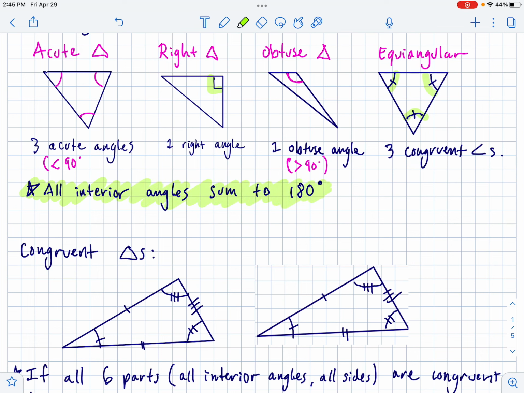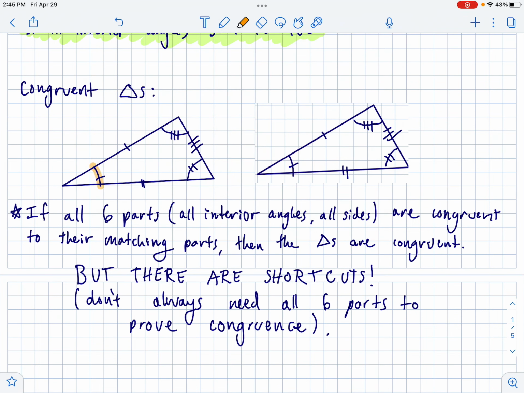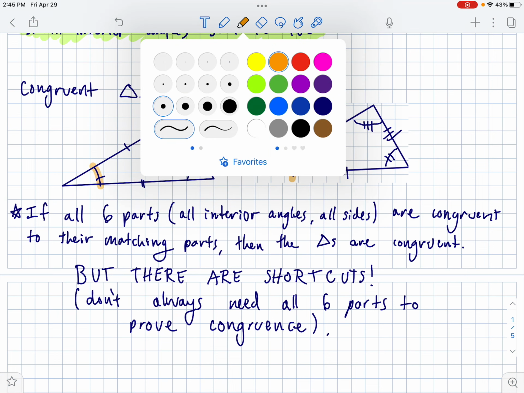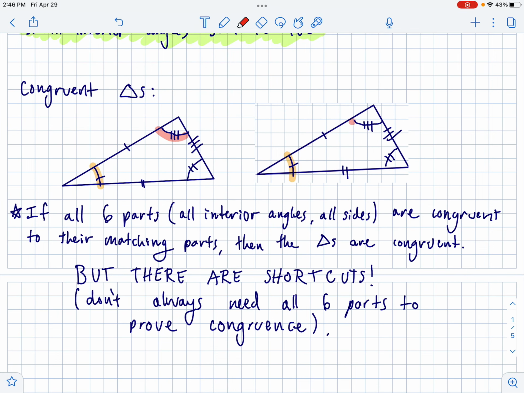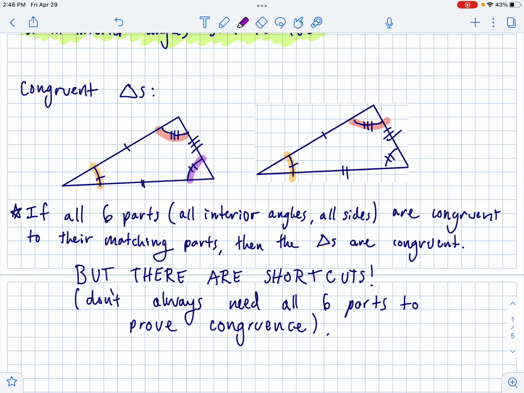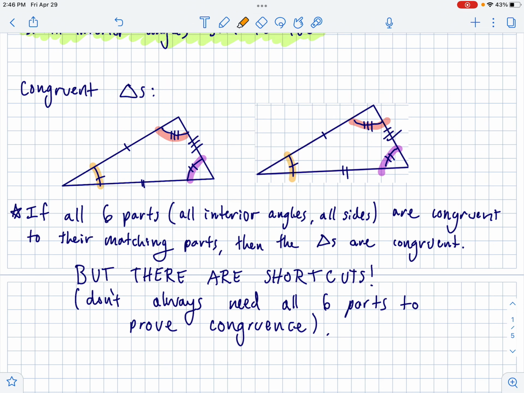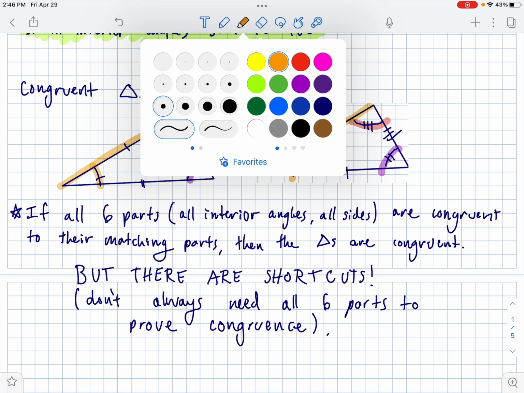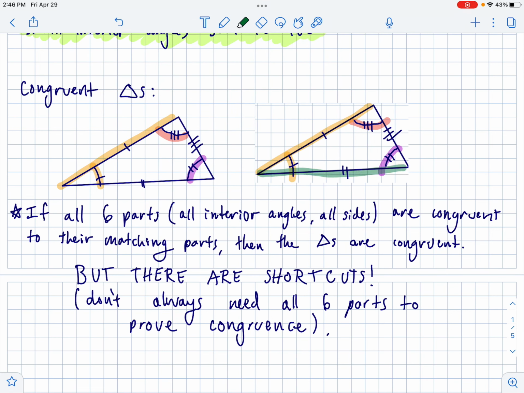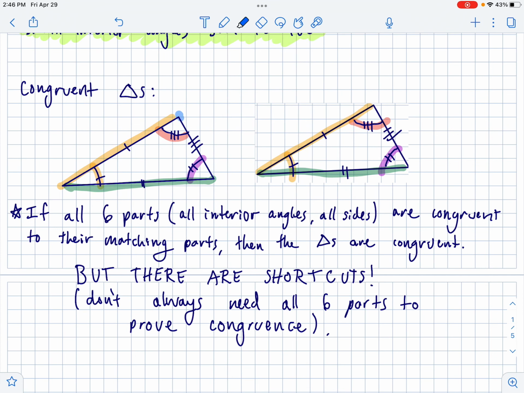Now, you guys, if two triangles are congruent to each other, that means that all angles are congruent to each other. I mean the corresponding ones. So all these colors match up with each other. And then corresponding sides are also congruent. So this would be the same as this, and this one would be the same as this. And the last one, this side is the same as this.